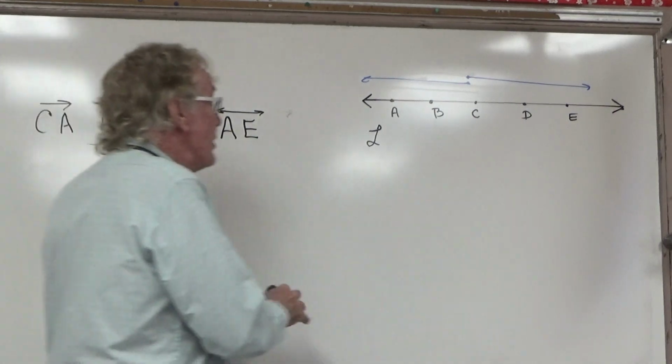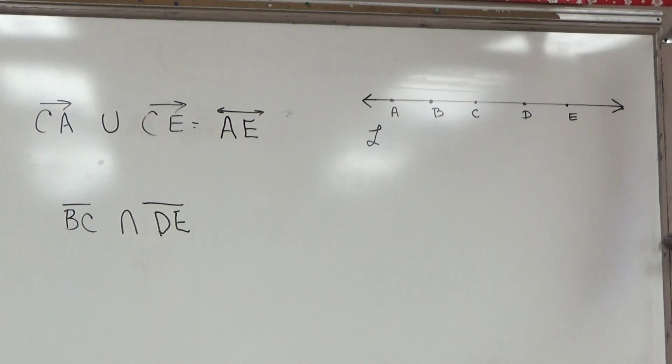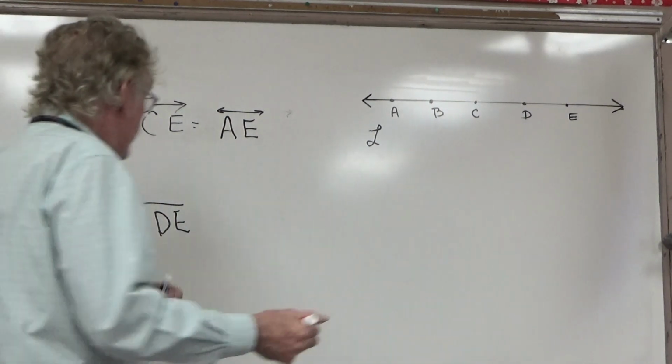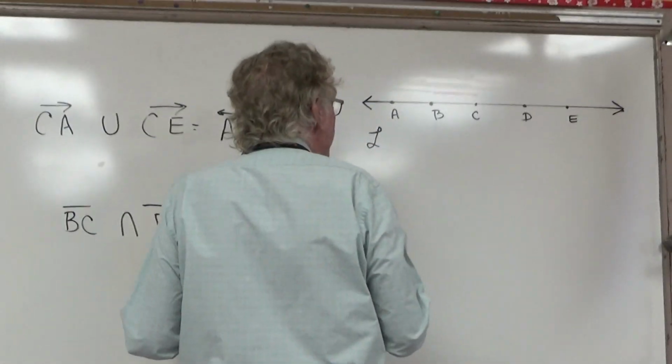Segment DE. Just the intersection of two segments. Let's investigate that one. Maybe I haven't got another color. BC, starting at B, stopping at C, along with DE.